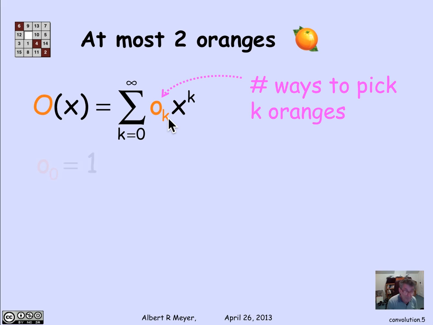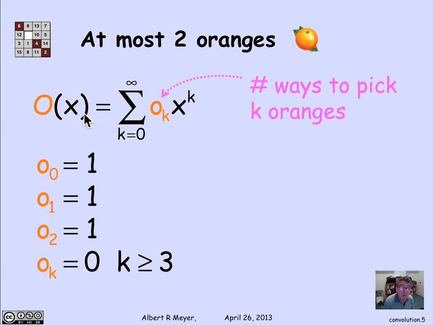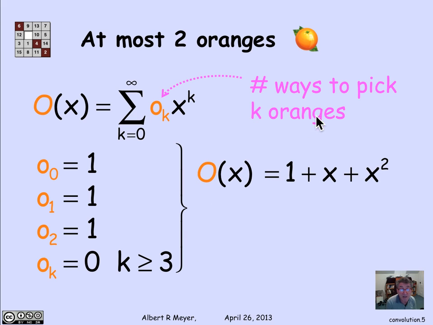How many ways are there to pick no oranges? Only one way. One orange? Only one way. Two oranges? Only one way. But how many ways are there to pick more than two oranges subject to the constraints? The answer is zero. So this generating function begins with three coefficients of one, and the rest of its coefficients are zero. In other words, it's simply the polynomial 1 plus x plus x squared. So much for oranges. Looking ahead, for the purposes of cancellation, it's worth noting that 1 plus x plus x squared is also equal to 1 minus x cubed over 1 minus x.